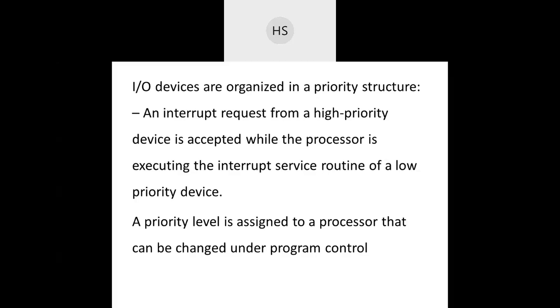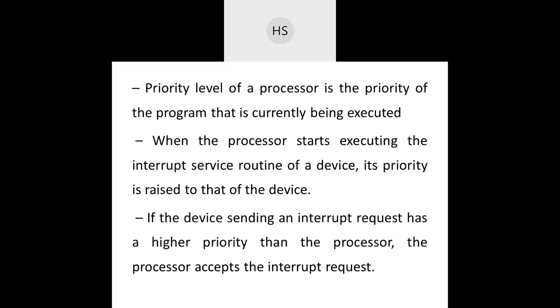So priority means what level it is, how you will decide whether it is higher priority or lower priority. That can be changed by your program control. Which one has higher priority is decided by the program. The priority level of the process is the priority of the program that is currently being executed. When the processor starts executing the interrupt service routine of a device, its priority is raised to that of the device. So seeing that priority, it will execute.